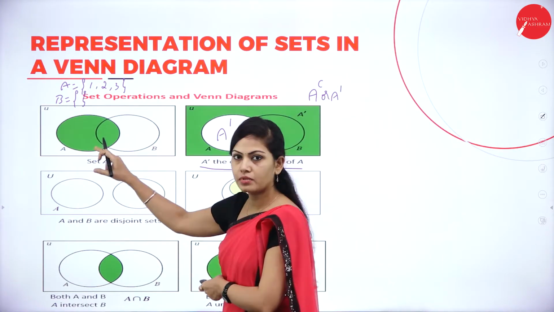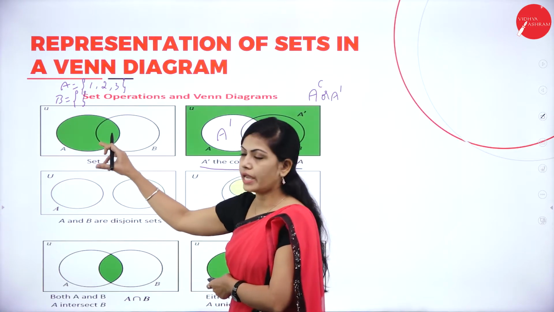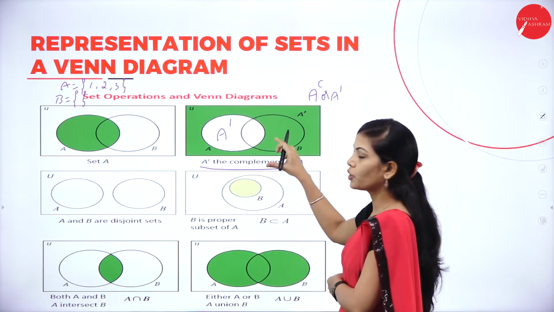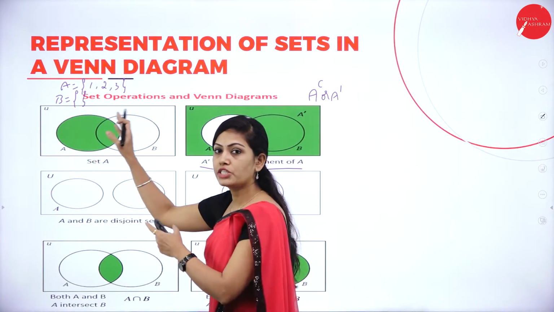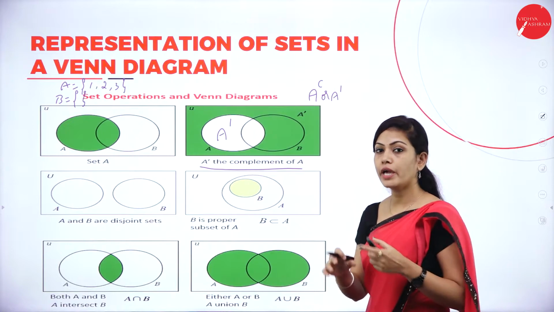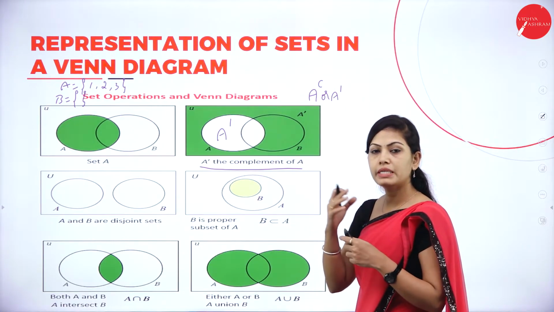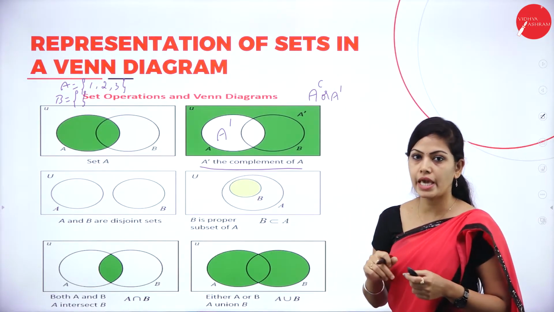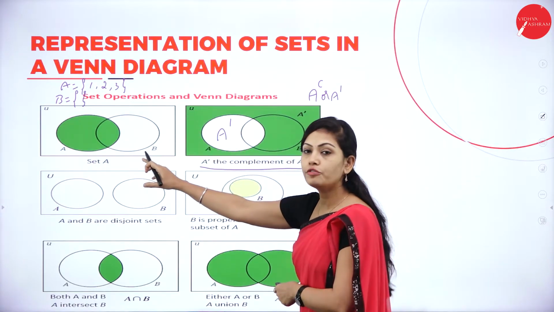Understand the concept. This is the A region, and I have shaded the area, and this is the complement of A. Except this area, you can shade the other part, called A complement. What is the complement of A? It is A dash. The complement of A dash is A. So this is the opposite of A.